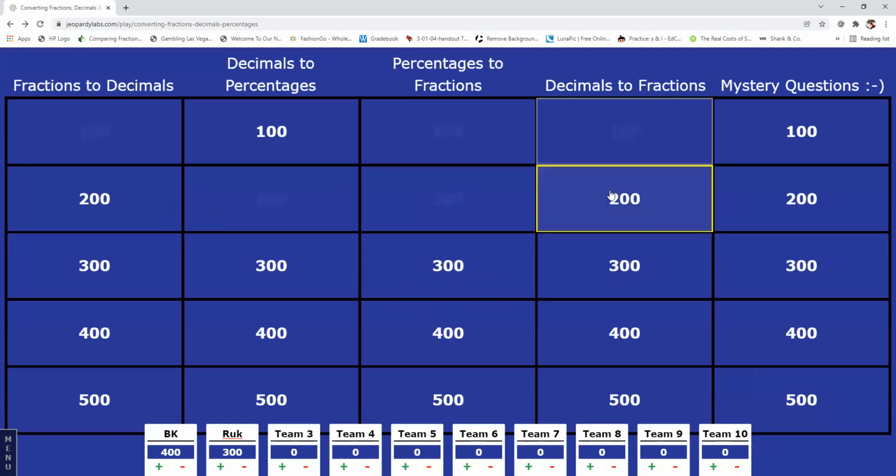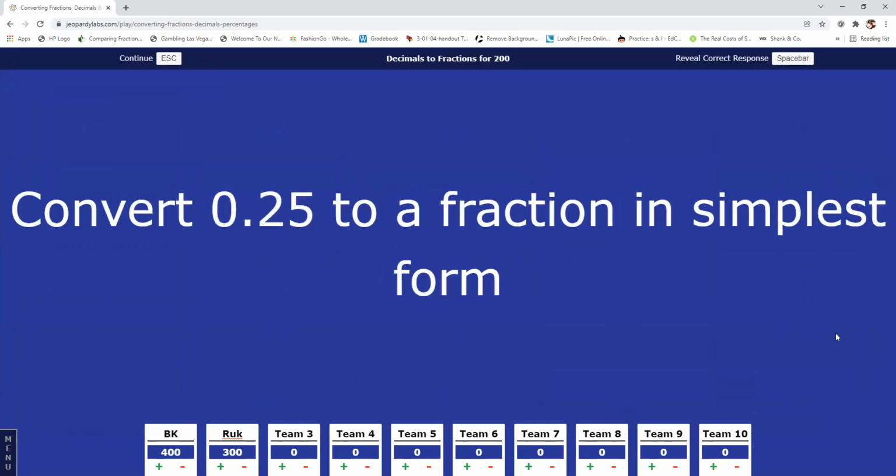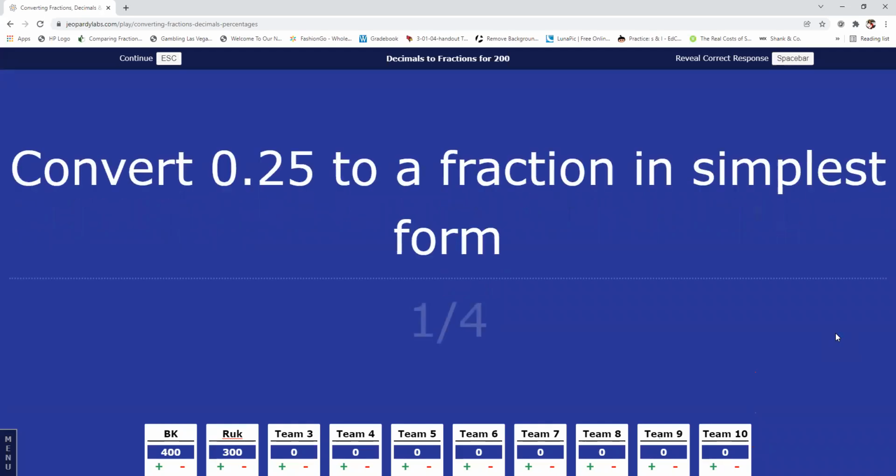All right, let's keep it in the same space. Decimals to fractions for 200. Convert 0.25 to a fraction in simplest form. Make sure it's in simplest form to get your points. All right, so the correct answer is going to be 1/4.